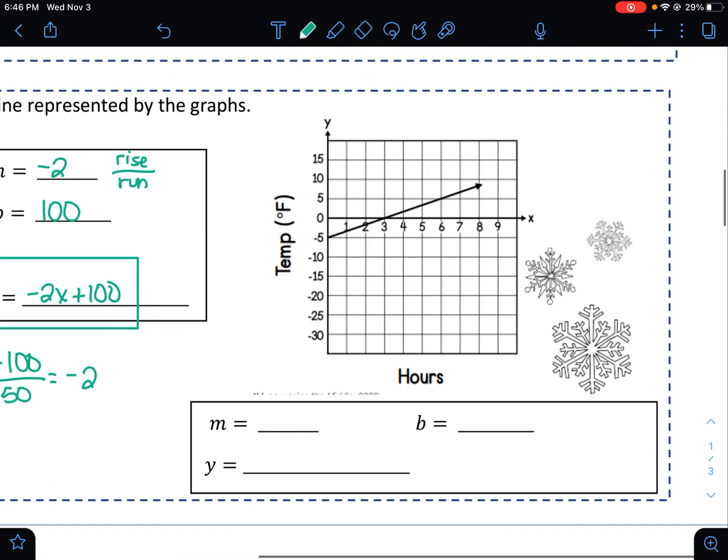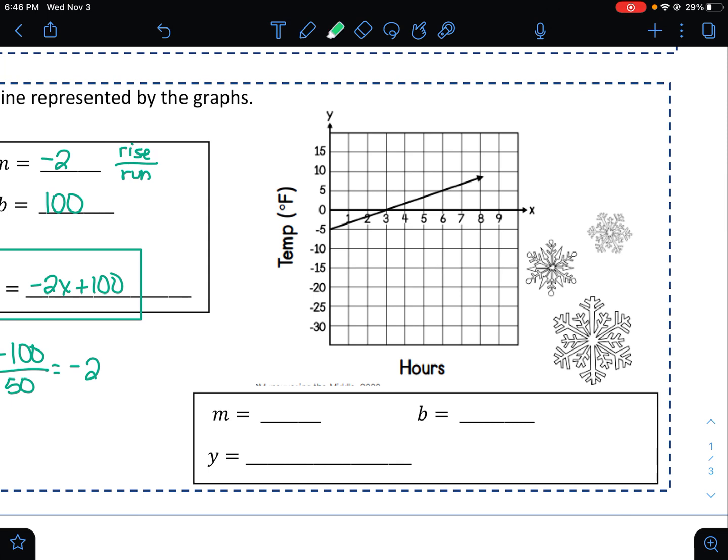Okay, looking at the last example. Again, it's easy to identify the y-intercept where it crosses the y-axis at negative 5. So that's my b. Then we need another pretty point. So it looks like right here would be a pretty point. So for this one, my rise is going up, so it's a positive 5. My run is going over 3. So my slope would be 5 over 3. My equation, y equals 5/3 x minus 5.